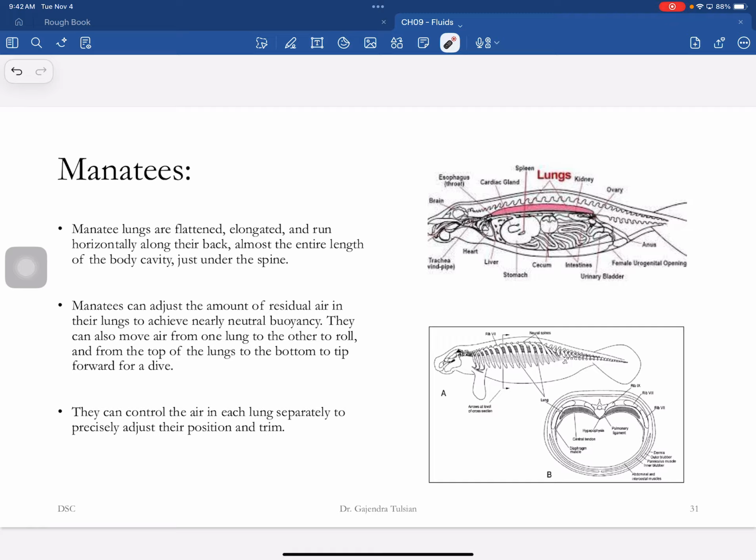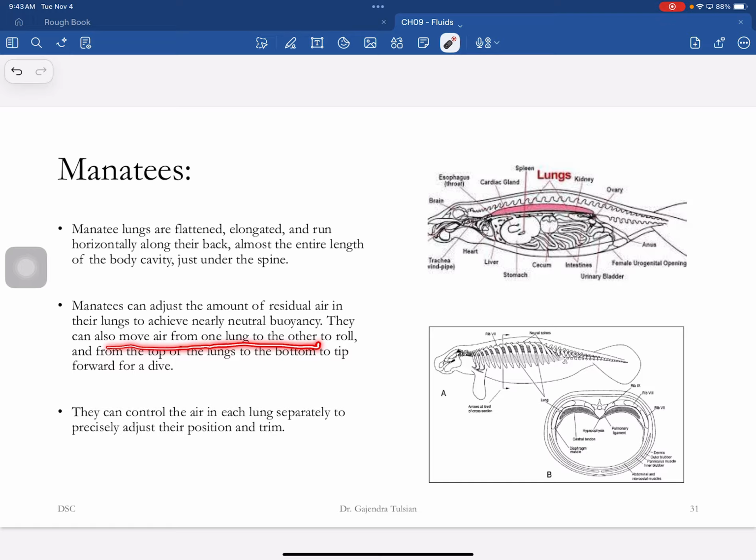Manatees can adjust the amount of air in their lungs to achieve neutral buoyancy. What does that mean, neutral buoyancy? Yes, same density as the water. So they can hang out underwater without spending any energy. You don't have to spend energy to rise up or fall down. So that's neutral buoyancy. They can also move air from one lung to another.